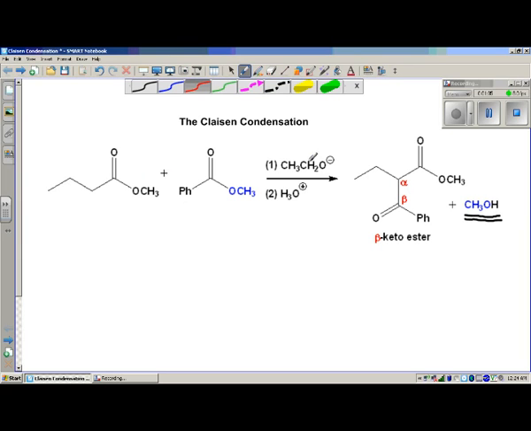But if we look at a reaction like this, we have these two esters, we have some ethoxide base, we have a second acid step which we haven't seen before, but we'll see why that is. And we form something called a beta keto ester. In other words, the ketone that you end up with is beta to the ester group. Hence the name beta keto ester. So let's have a look at the mechanism and see if we can figure out what is happening.